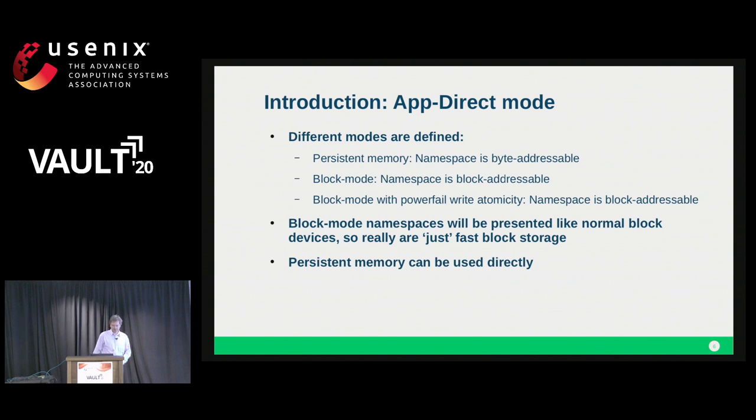So the app direct mode is actually coming in various flavors. Once as persistent memory, where the namespace itself is byte addressable. Then there's a block mode where the whole thing runs in, guess what, indeed, block mode. So you have it block addressable. And then there's another one, block mode with power fail write atomicity, which again is a block device, but this actually guarantees that any block you write will be written atomically, which is a bit of an odd thing.